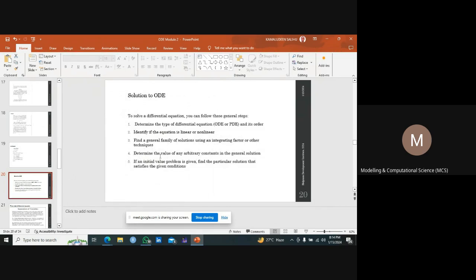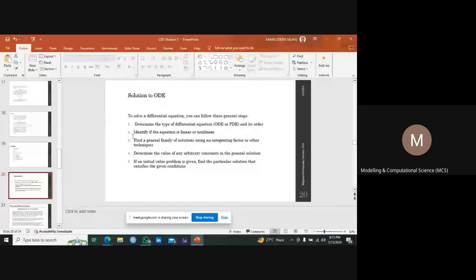So, solution to ordinary differential equation. To solve a differential equation, we'll be saying this. You can follow this. These are the general steps. Each particular one has its own steps, like the formation of the differential equation we talked about earlier, and the one we are yet to talk about. They all have their specific steps in solving them. But this is just the general steps for all, and there are just 5 of them.